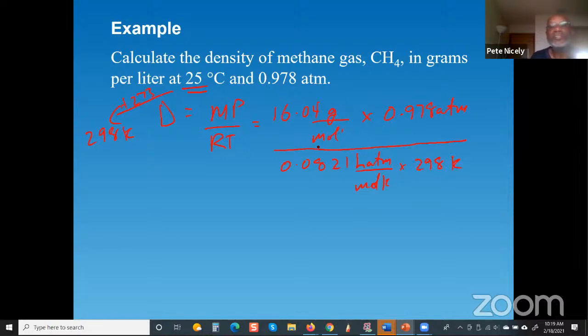And then we do our usual cancellation of units. The moles will cancel, the Kelvin will cancel, the atmosphere will cancel. So you're left with your answer expressed in grams per liter. So let me do the calculations here. It's going to be 16.04 times 0.978 divided by 0.0821, divided by 298. And according to my calculations, the answer is 0.641 grams per liter, all right? So that's basically how this is done, all right?